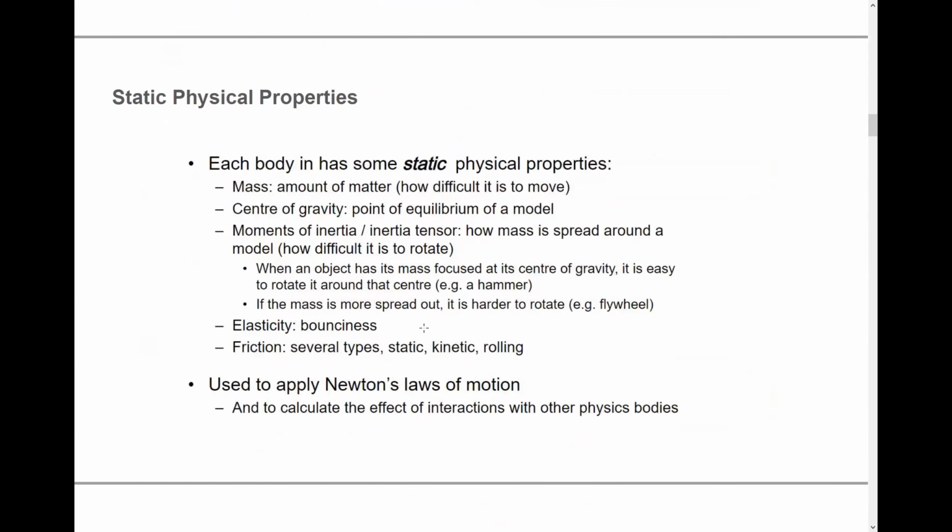Okay, now let's look at the static physical properties. When it comes to any type of object, any body, it has certain static properties. Just like we have studied so far, the body has a mass. It has a center of gravity, moments of inertia, elasticity, friction. All of these things are physical properties of a body.